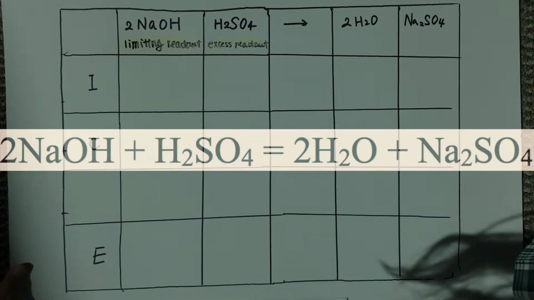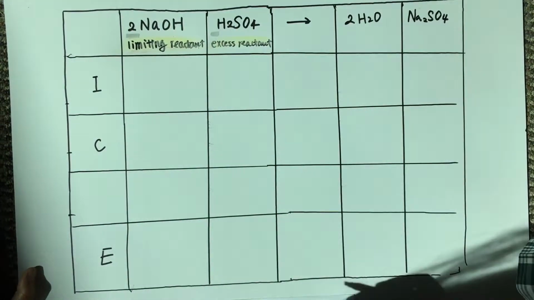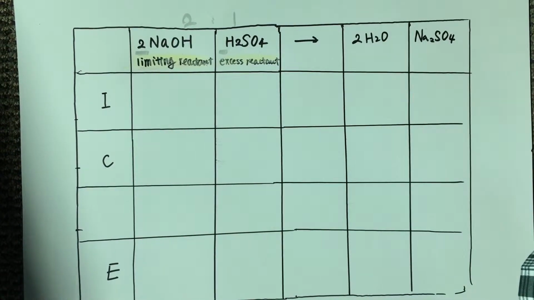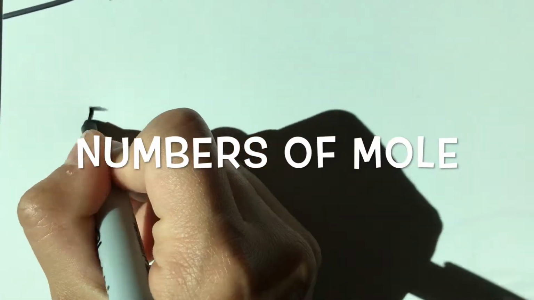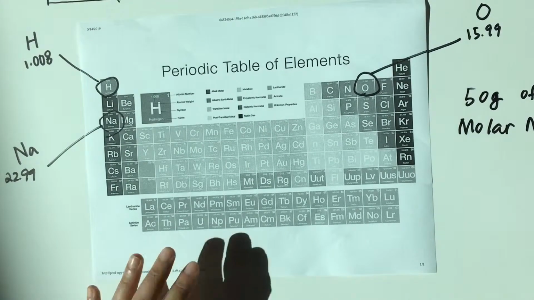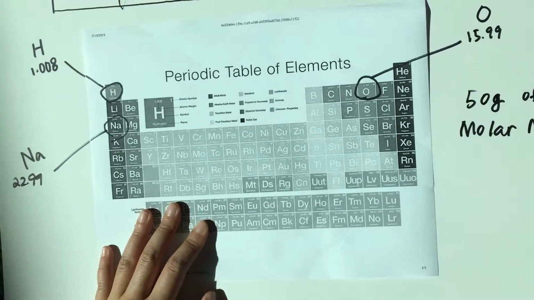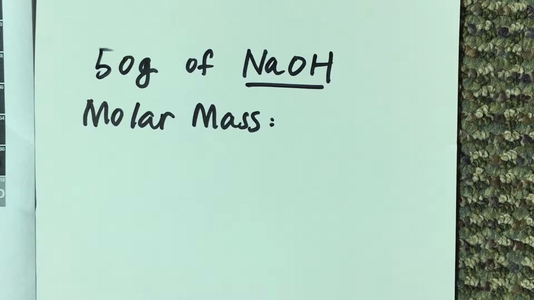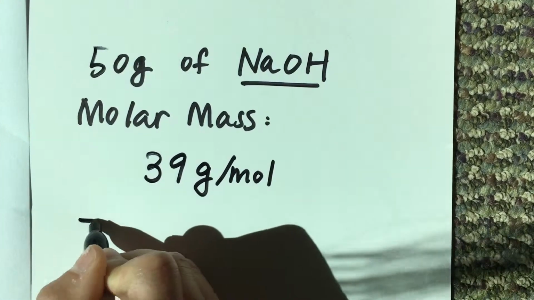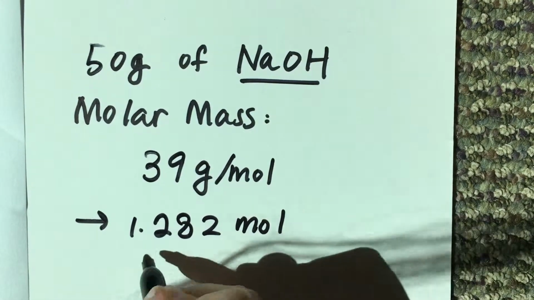In the reaction of sodium hydroxide and sulfuric acid, the molar ratio in the equation is 2:1. Remember in ICE table, in order to compare the amount of chemicals, we use the unit mole. Let's say there are 50 grams of sodium hydroxide given to us. In the periodic table, each element that comprises the compound has its own molar mass. The molar mass for sodium hydroxide is 39 grams per mole. After we find that, we do the math and find there is 1.282 moles of sodium hydroxide in 50 grams.